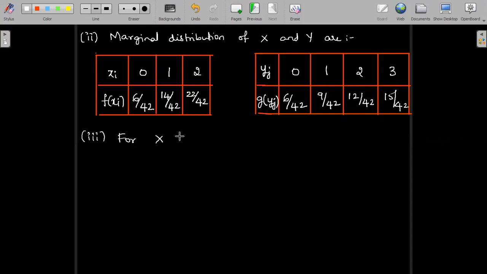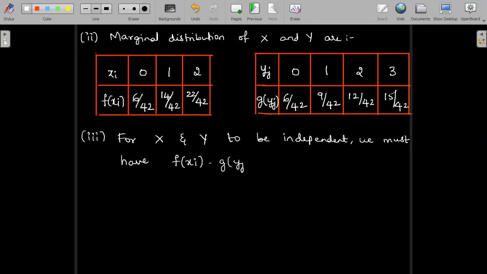For the random variables x and y to be independent, we must have f of xi into g of yj equal to jij. This is the condition which it has to satisfy for independent random variables. So let us check or verify this condition for any one of the values, because we have to show that they are not equal and conclude these are dependent random variables.